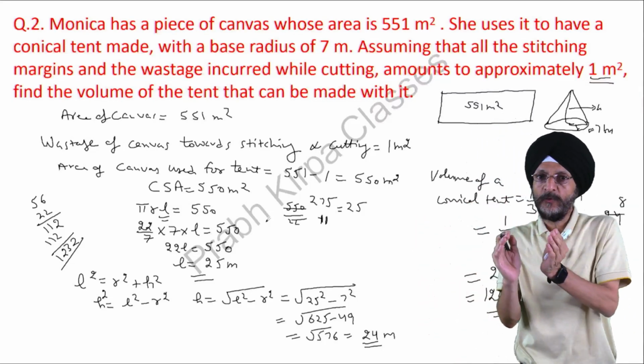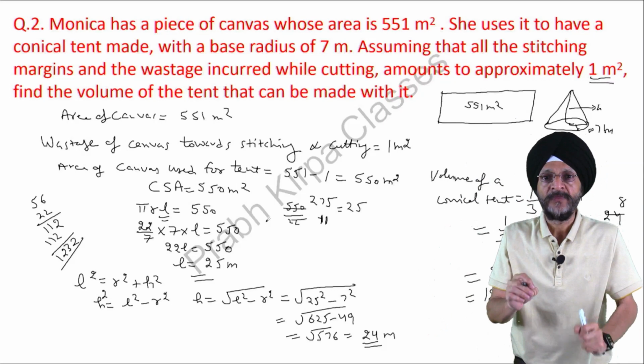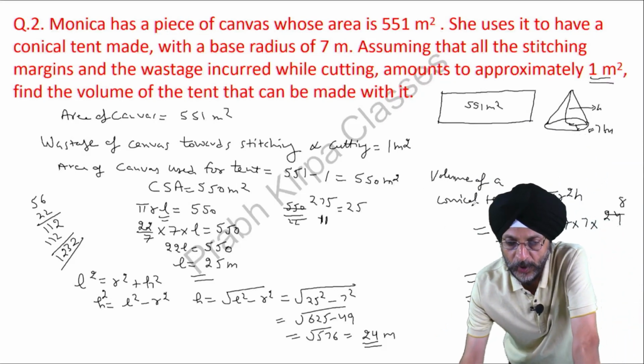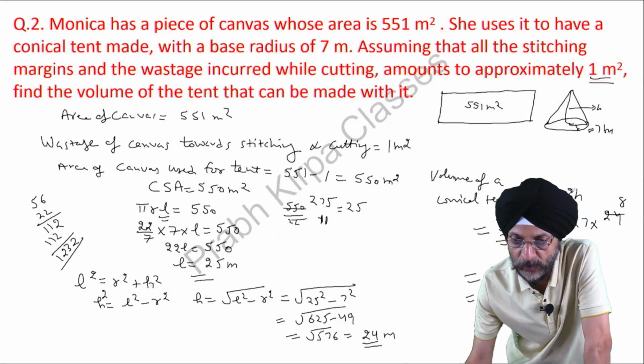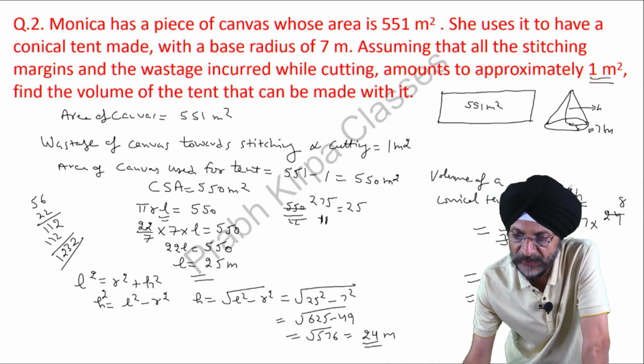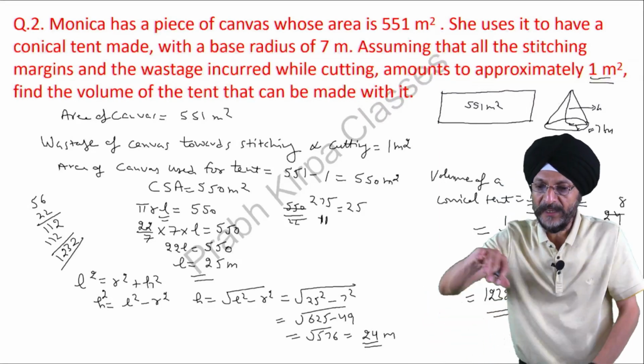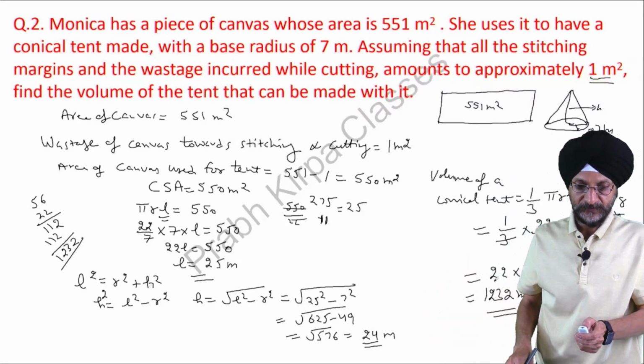From that we can calculate the value of height, and we know that the volume of a conical tent is 1 over 3 pi r square h, and when we have the value of h, we can fill in the value of h and arrive at the answer.